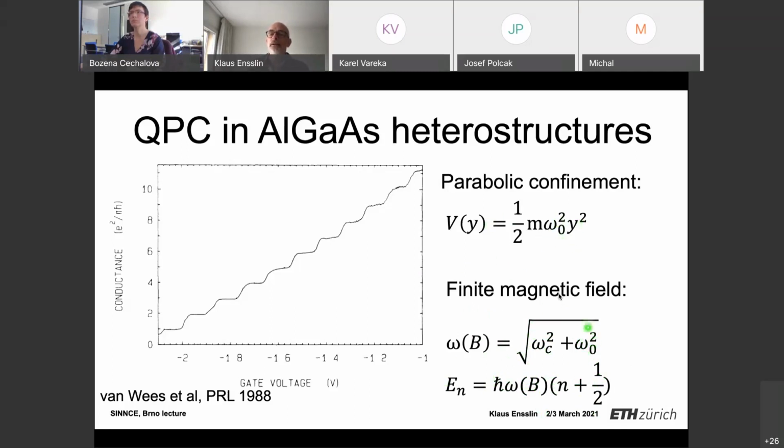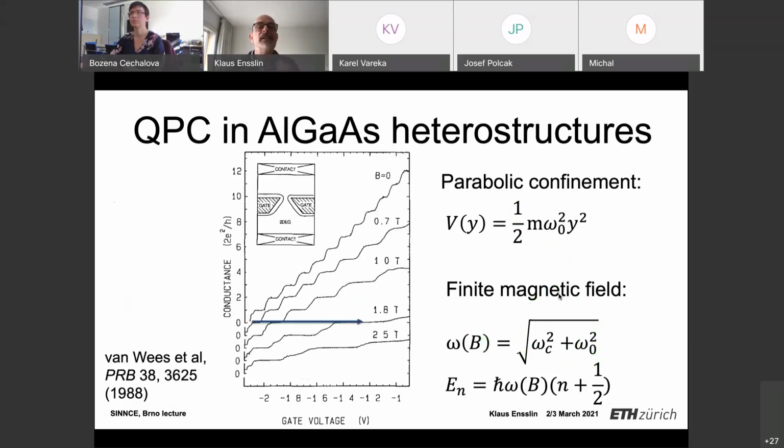So if the magnetic field is 0, let's start this way, then this ω is just the confinement potential. And if you go to very high magnetic fields, much larger than ω_0, then the energy is just given by ħω_c, like the Landau level energy.